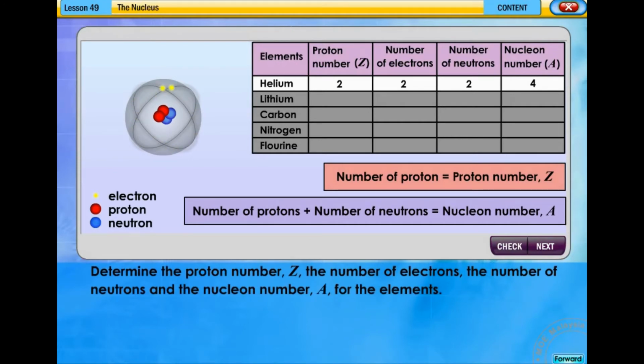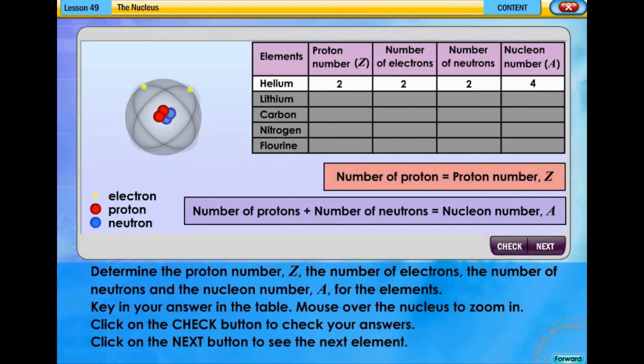Determine the proton number Z, the number of electrons, the number of neutrons, and the nucleon number A for the elements. Key in your answer in the table. Mouse over the nucleus to zoom in. Click on the check button to check your answers. Click on the next button to see the next element.